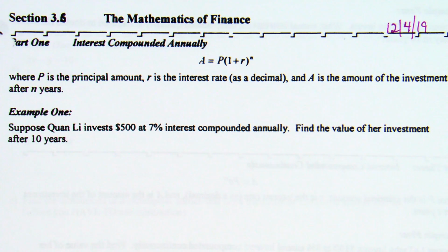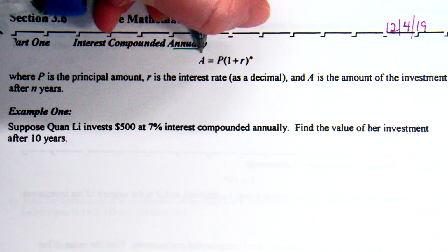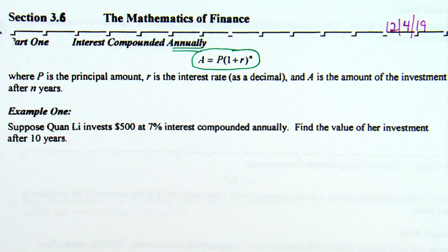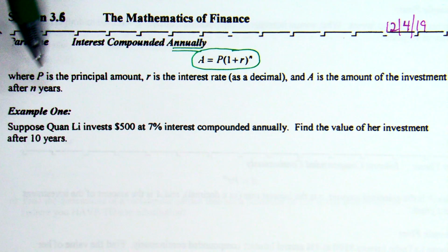So if we're talking about interest compounded annually, what do I mean by annually? Once a year, right? If we're talking annually, it's something that happens once a year. So this formula specifically works if it's compounded interest and it's specifically annually. It won't work for any other compounding options, okay? So we'll get to a different formula for that.